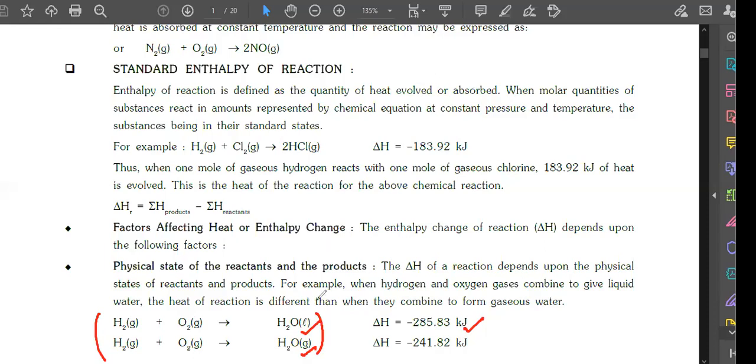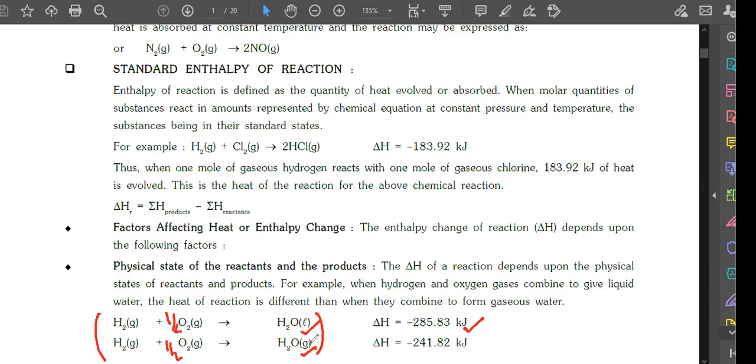So we have studied that if you balance this, it will be the enthalpy of formation of H2O, right? But the second one is enthalpy of formation of H2O plus enthalpy of vaporization, because this liquid H2O is converted into gas.